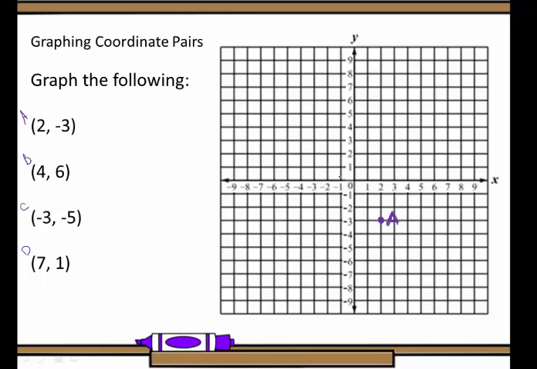Then I have B, which is (4, 6), so I go over to 4 and up to 6, and that gives us our point B. C is (-3, -5), so we go back to the -3 and then down to the -5, and then D is (7, 1), so we go over 7 and up 1.